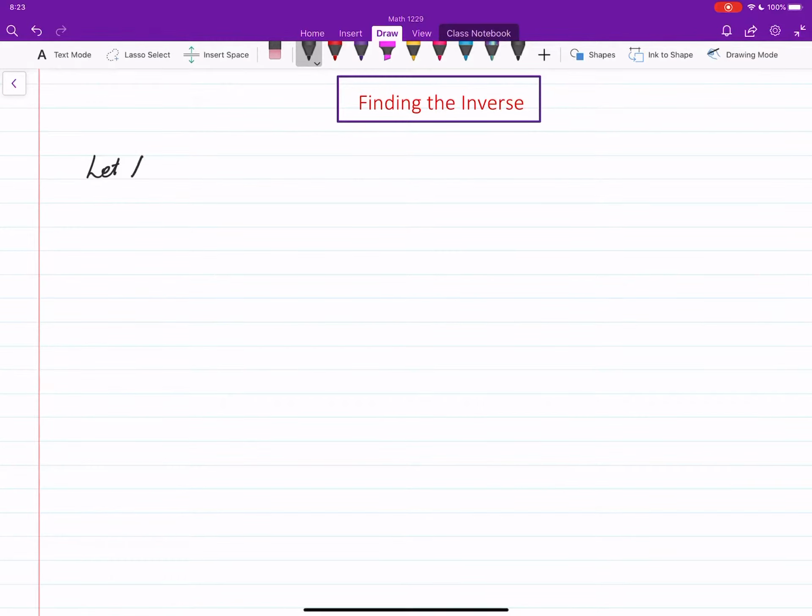Let A be a square matrix of order n. So it is n by n square matrix. Then step 1, form an augmented matrix.